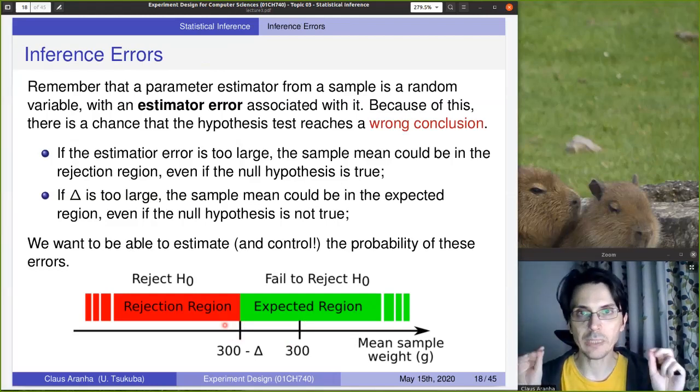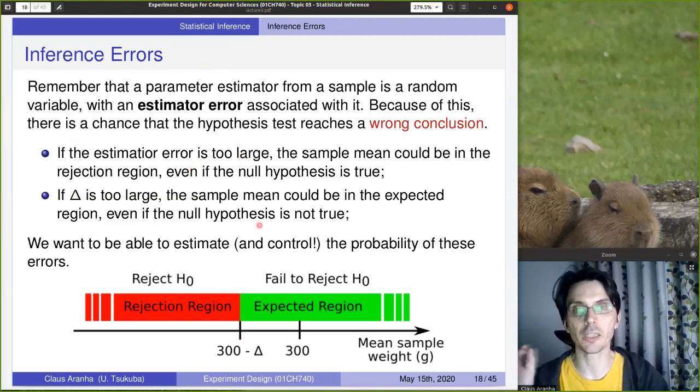Remember that the parameter estimator is a random variable and there is an estimator error. Because of this, there is a chance that the hypothesis test reaches a wrong conclusion. If the estimator error is too large, the sample mean could be in the rejection region, even if the null hypothesis is true.